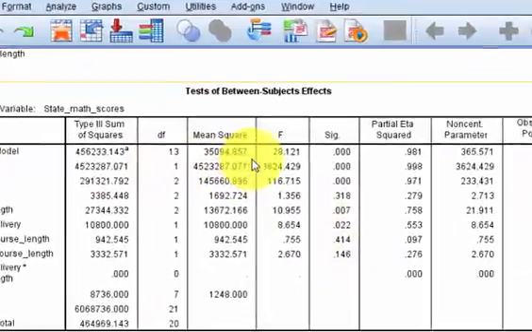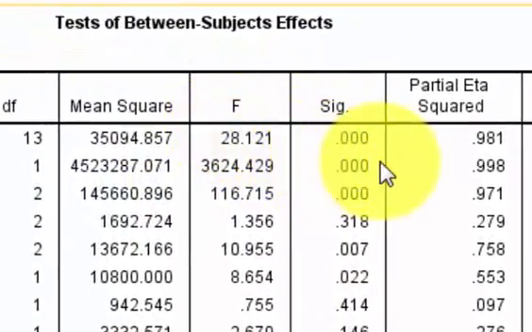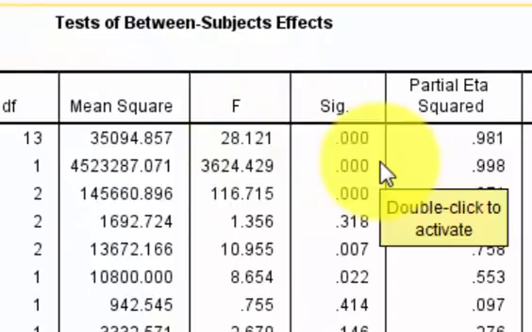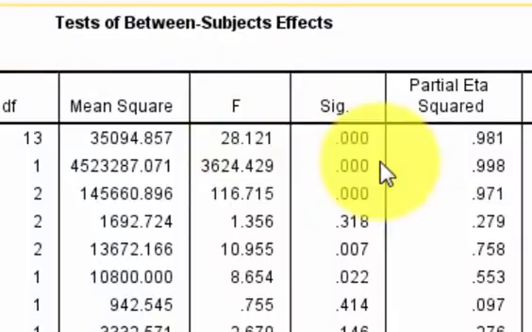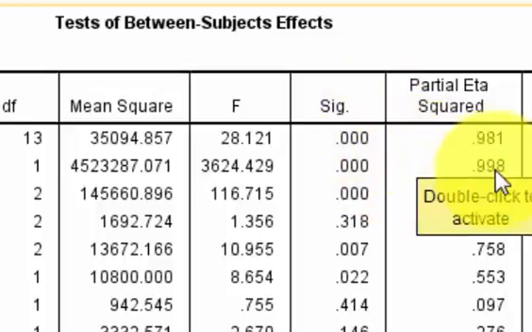And here is the money box. So the corrected model, this F is your omnibus F. Somewhere between all those different variables and all their levels, there is a significant difference between the scores somewhere. And you got a sky-high effect size. Partial eta squared is almost 100%, so it's 0.98.